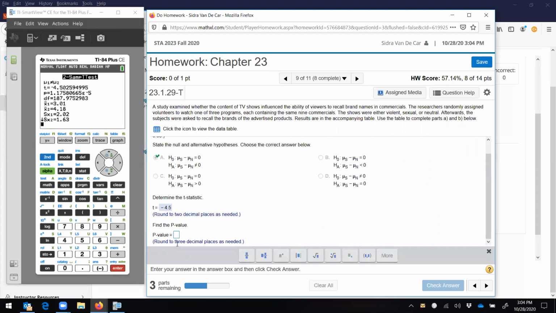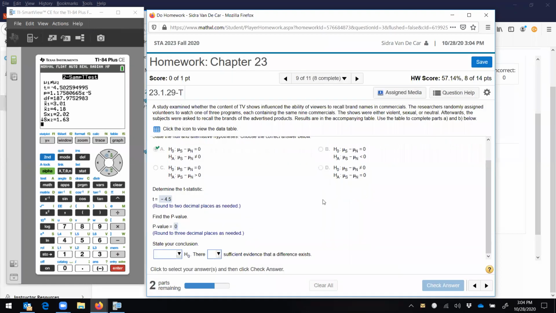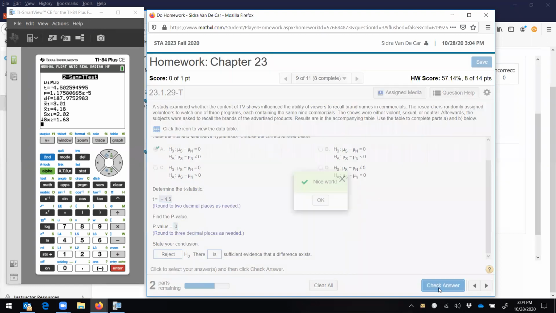And our p-value. 3 decimal places, we're moving 5. So again, it's going to round to 0. State our conclusion. We're going to reject the null. There is sufficient evidence that a difference exists.